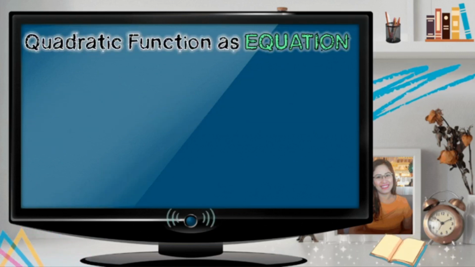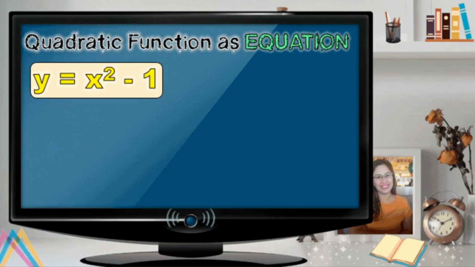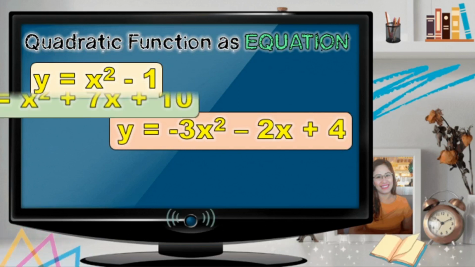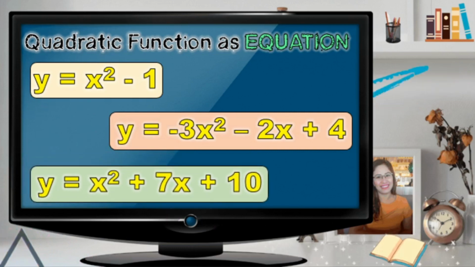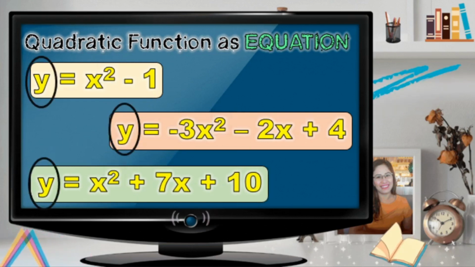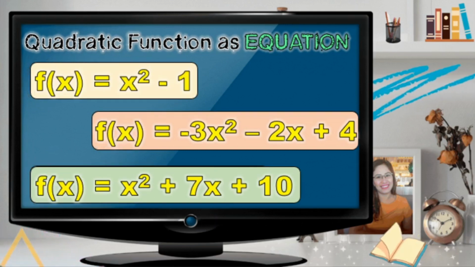Quadratic function as equation. Here are examples of equations of quadratic function. We have y is equal to x squared minus 1. We have y is equal to negative 3x squared minus 2x plus 4. We have y is equal to x squared plus 7x plus 10. As you can see, the highest exponent is 2. And the y in each can also be written as f of x.